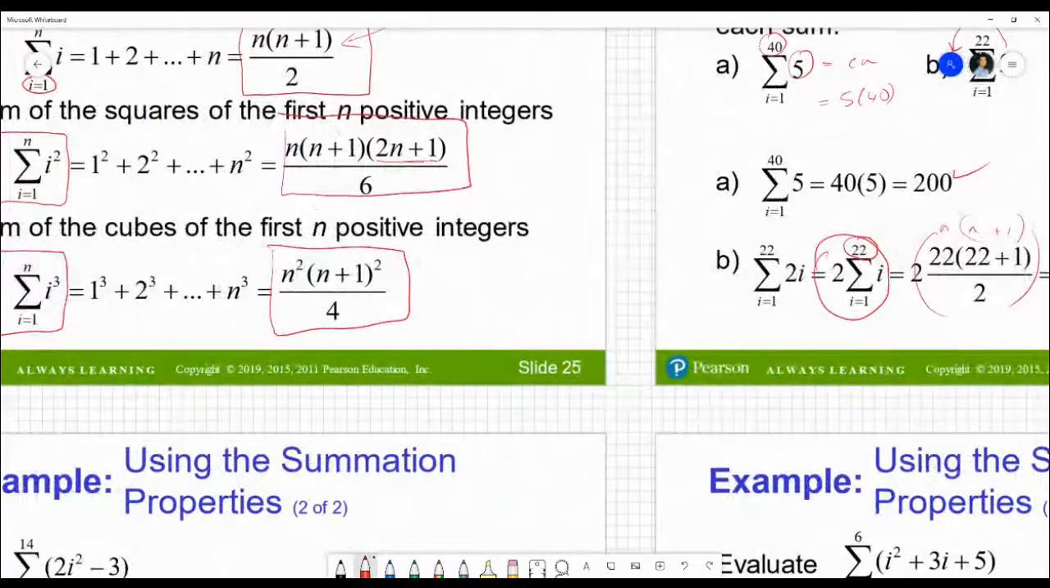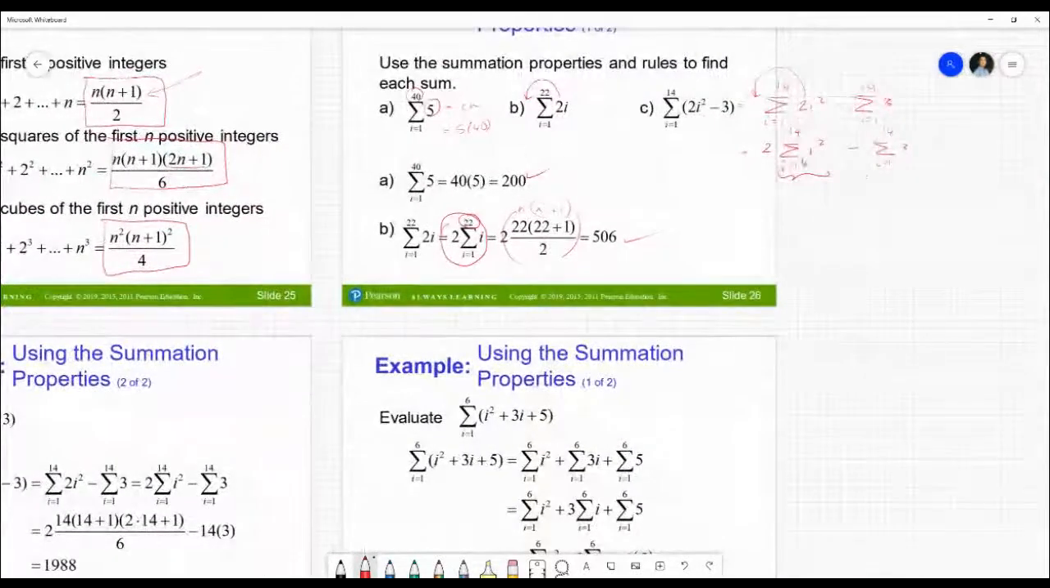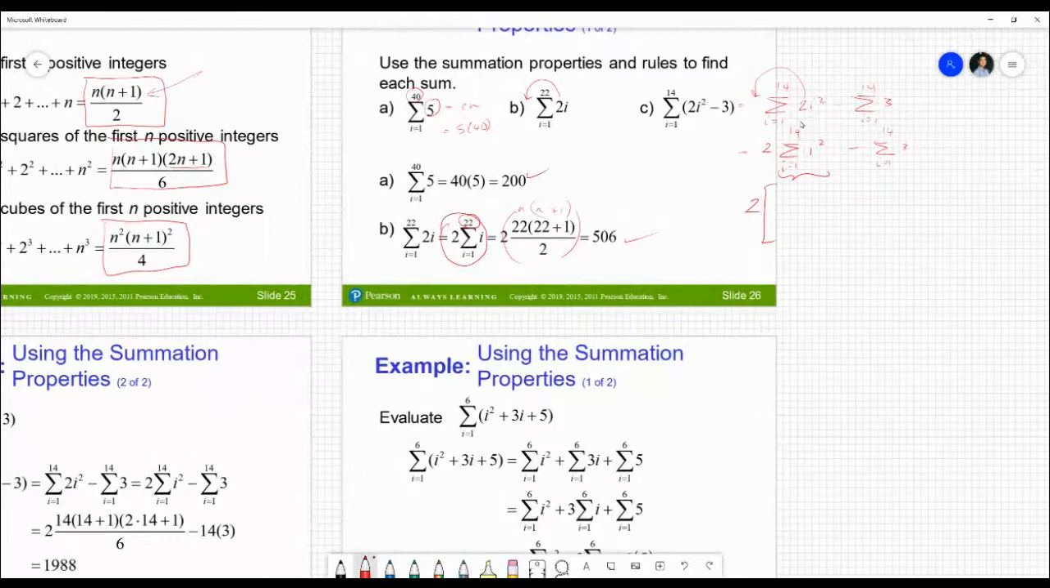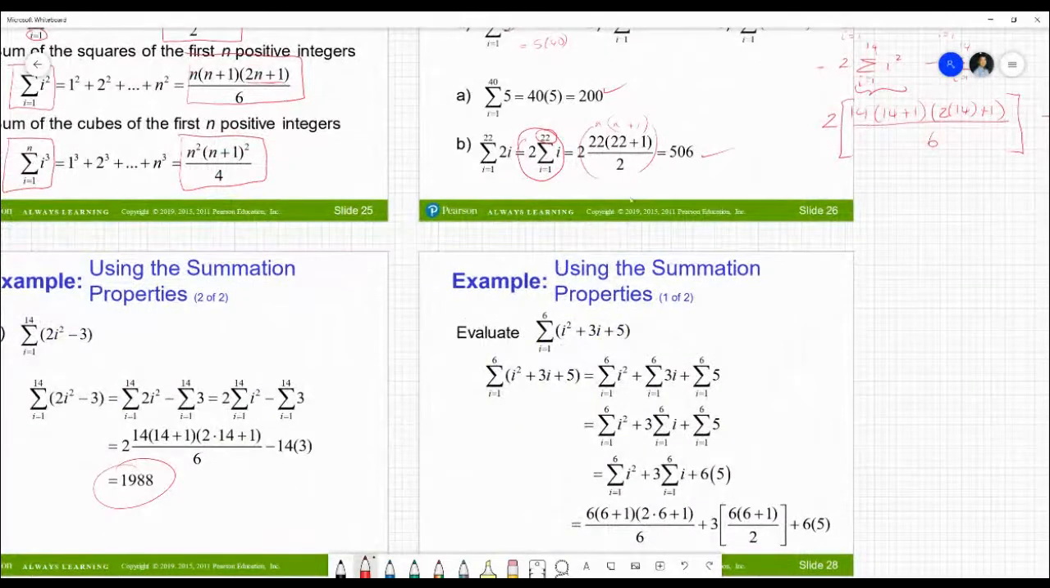You can see here, n times n plus 1 times 2n plus 1. Well, what is n in this example? Well, n is your ending number. So we're going to take 2 times n is 14 times 14 plus 1, 2 times 14 plus 1 over 6. So all this is just the first term. Minus, this is just a constant, so we have 3 times 14. And doing all that gives us 1988.